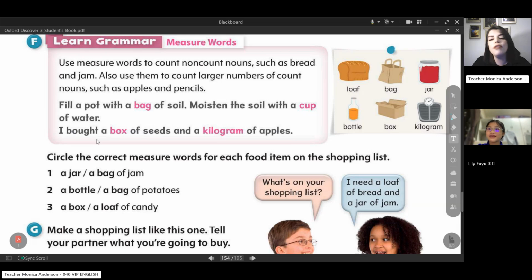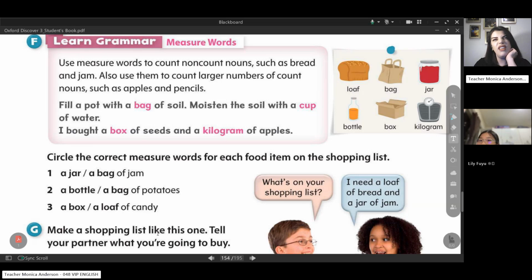Countable. For example, sugar. Do you say, give me 1 sugar? No. So what can you say? Give me 1 cup of sugar. Yeah, it can be. You need something, okay? Or 1 spoon, okay? And for example, coffee. Give me 1 bottle of coffee.